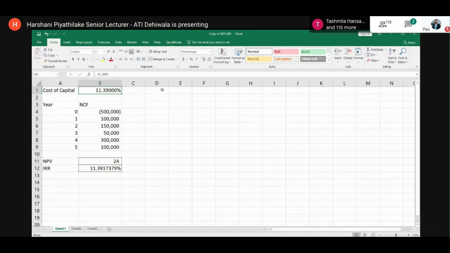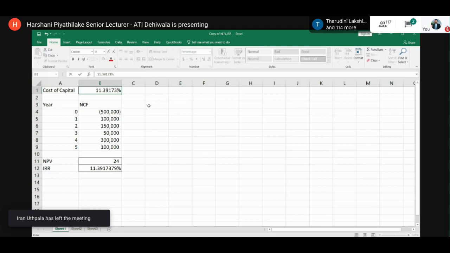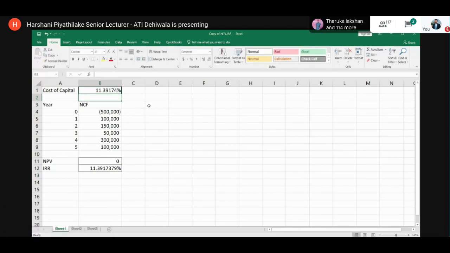මේ බලන්න 11.39 අපි ටයිප් කරලා තියෙන්නේ මේ විදිහට. චුට්ටක් ටයිප් කරමු 11.3917379. That's all. Now it gives 0 value. Understand? තේරුණා නේද ළමයින්ට?